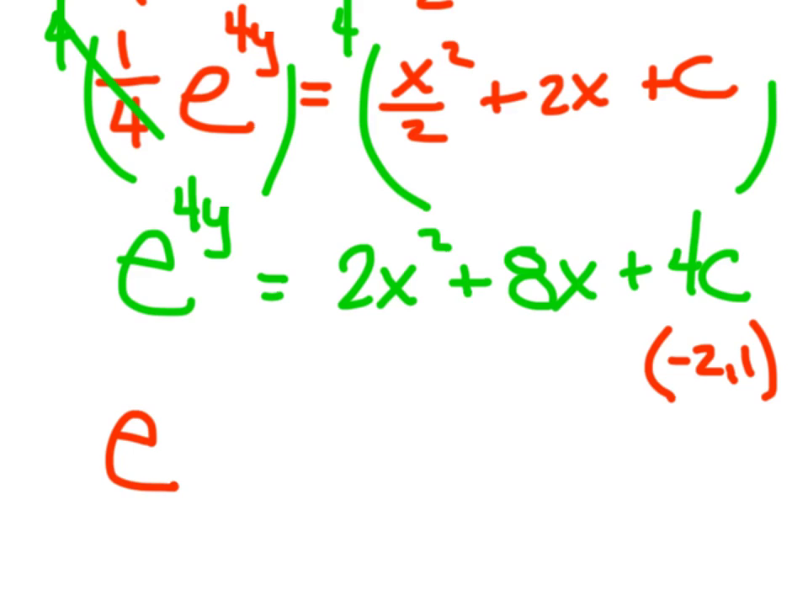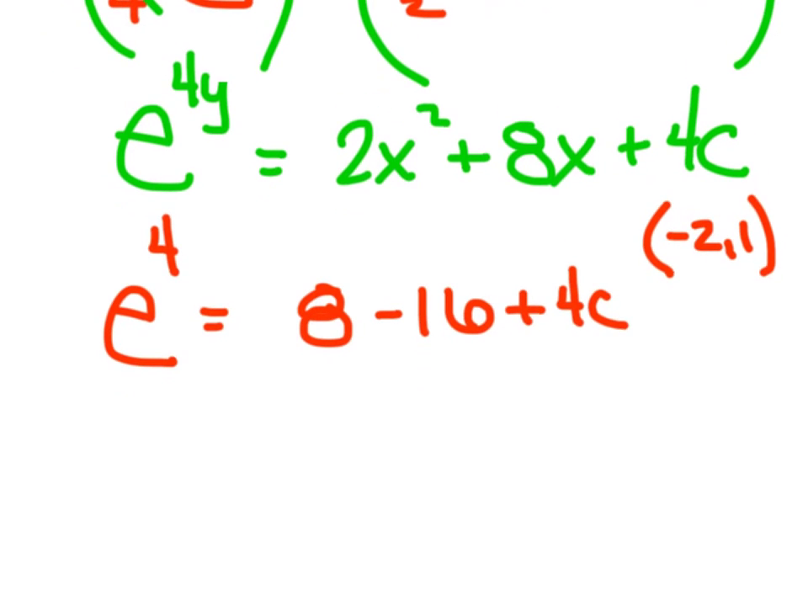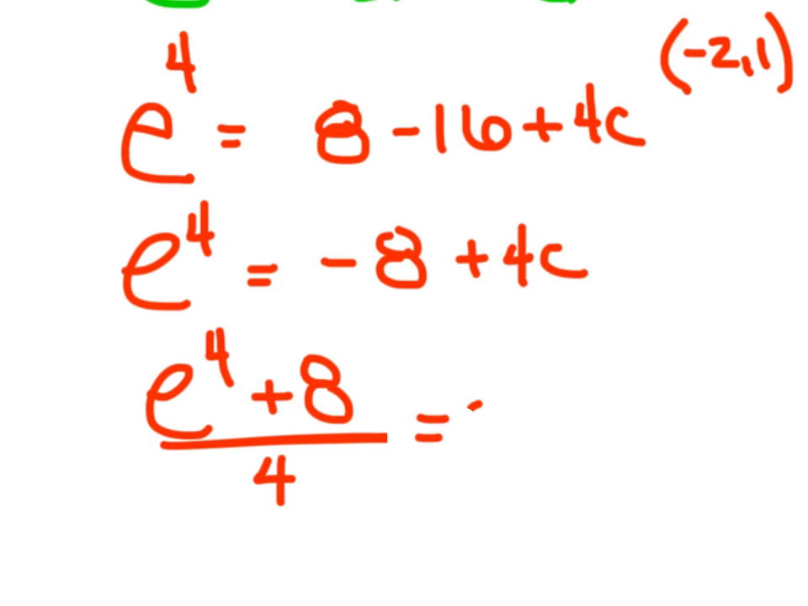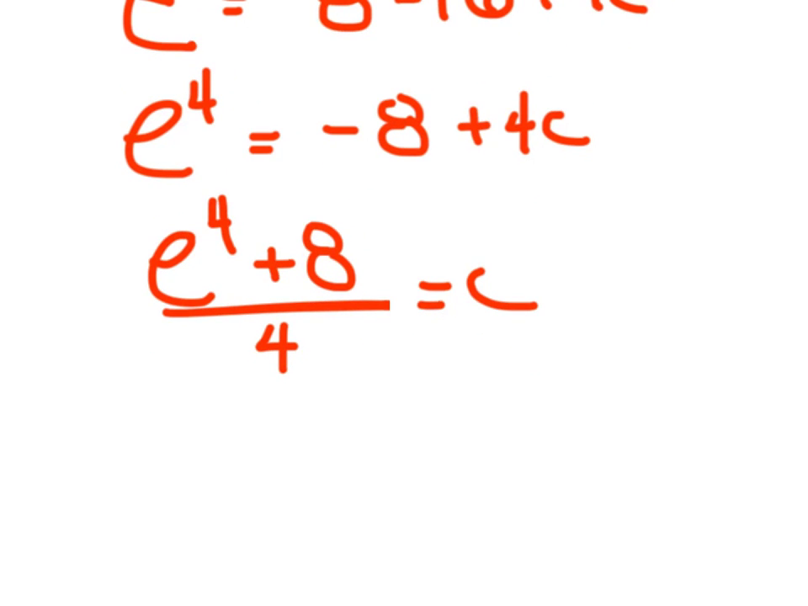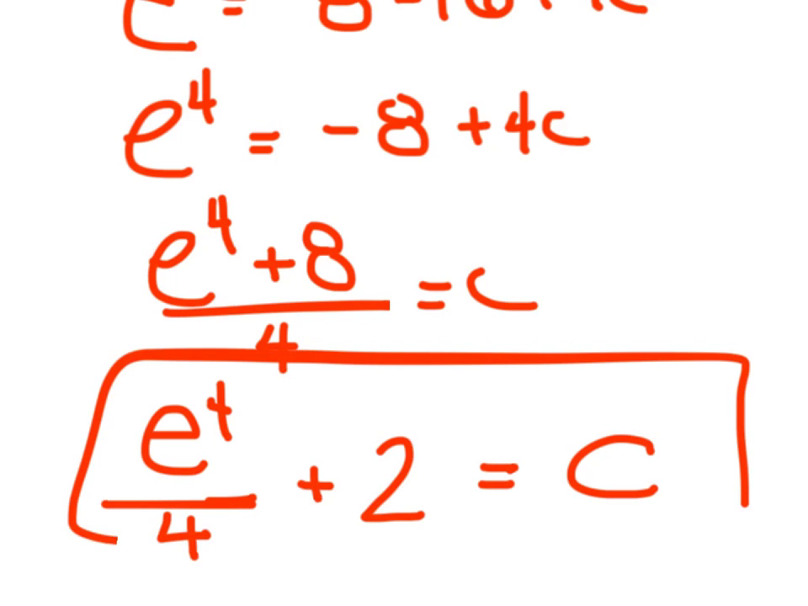So I'm going to get e to the 4th equals, negative 2 squared is 4 times 2, that's going to get me 8 minus 16 plus 4c. So I've got e to the 4th equals negative 8 plus 4c. Keep solving for c. E to the 4th plus 8 divided by 4 equals c. Now, of course, as long as you want to, clean that up a little, just make sure you make like a beaver and split. So e to the 4th over 4 plus 2 equals c.